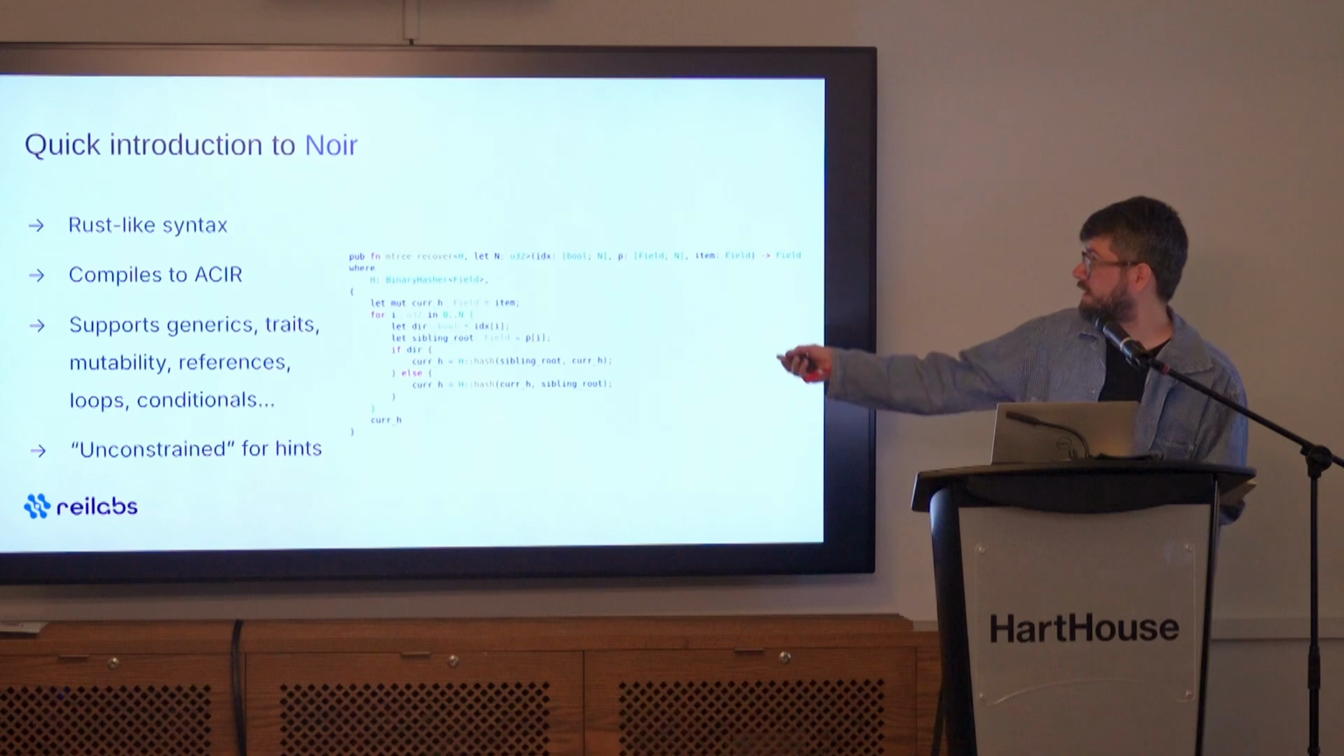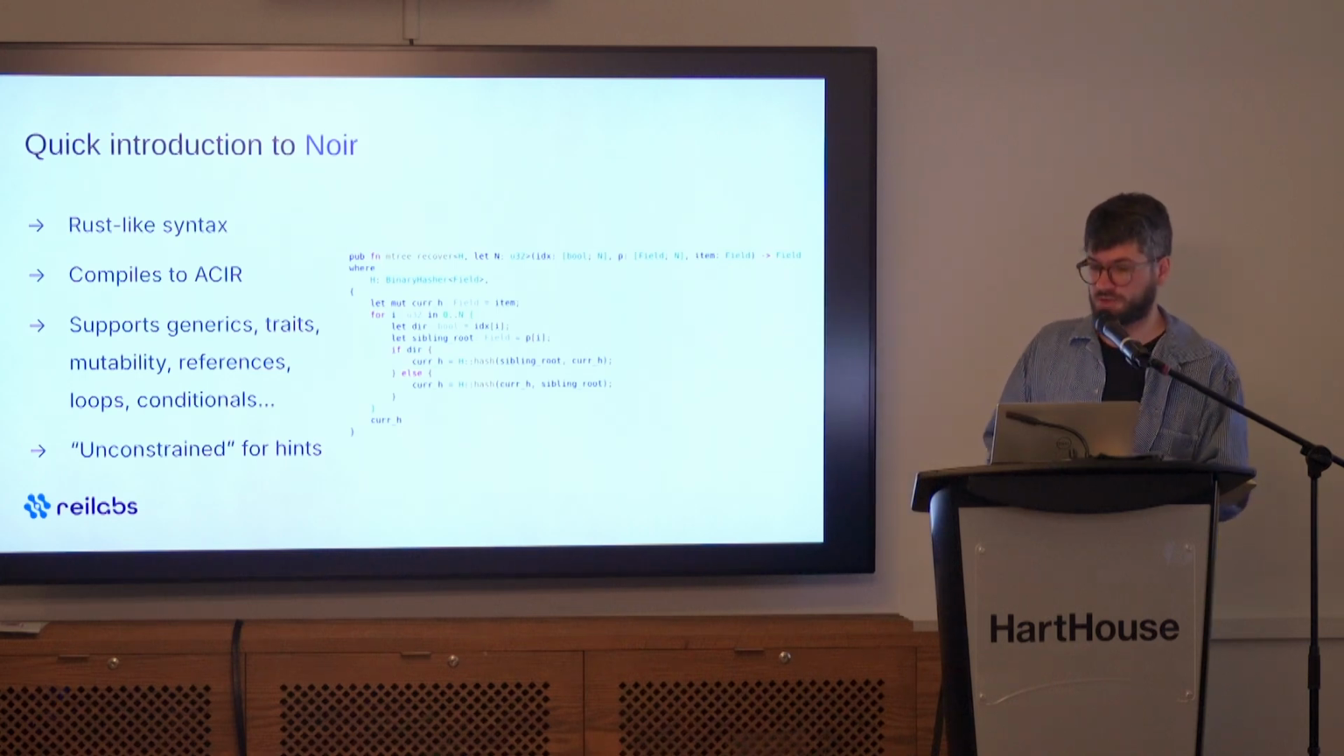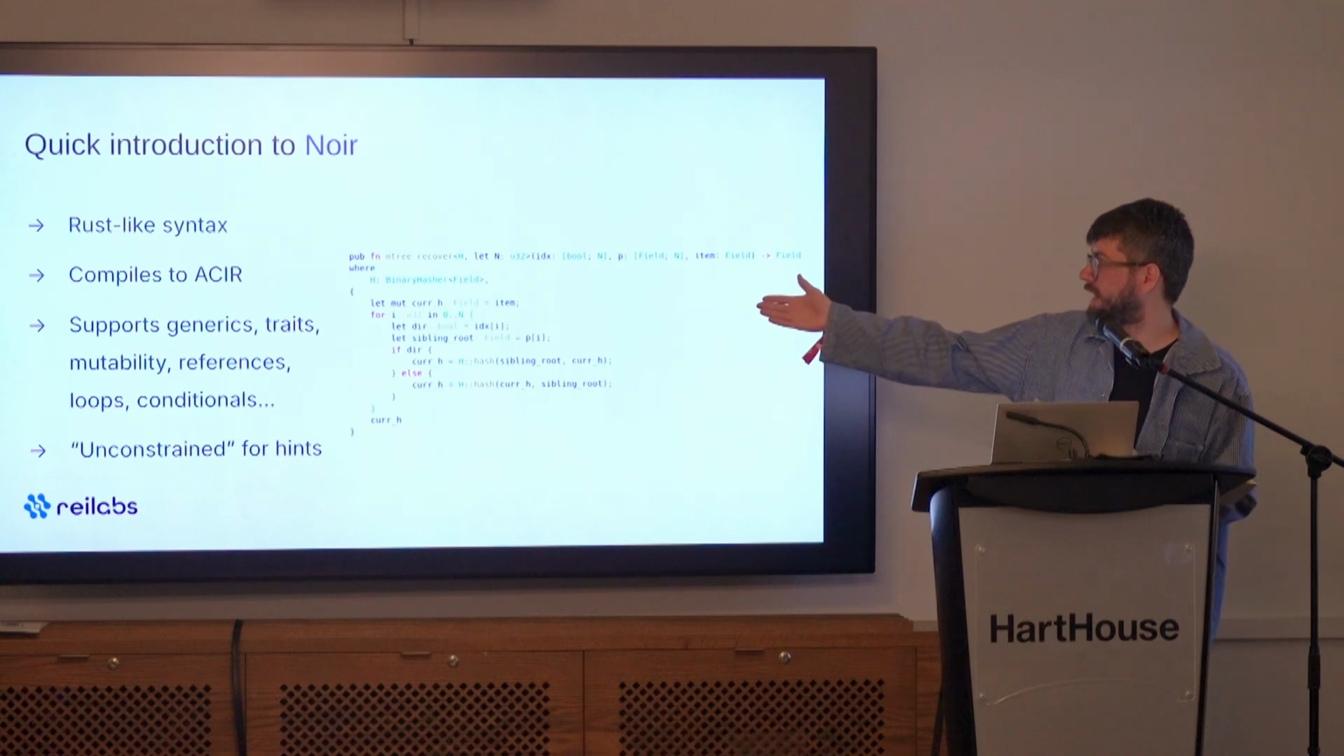And you can see here, this is an example of Noir code. It should look very familiar to you if you've programmed in Rust. It has these traits, like the binary hash trait.